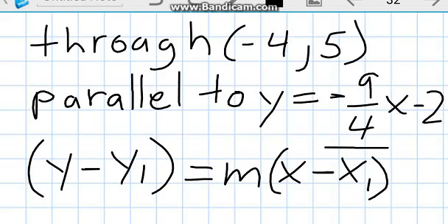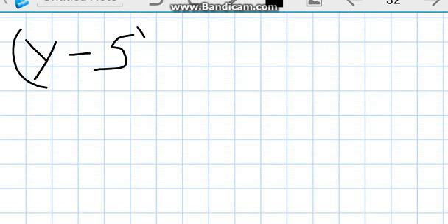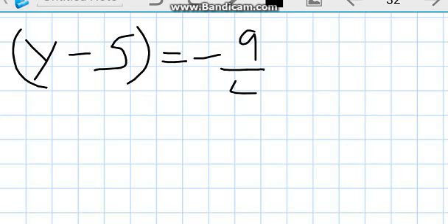So we have our slope. The slope is -9/4. We have our point, that is (-4, 5). So let's plug everything in. y minus 5, that's the y coordinate of the point, is equal to the slope. Since it is parallel to the line we were given, we're going to use -9/4, the exact same slope, times x minus -4.